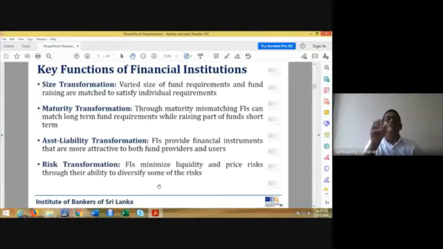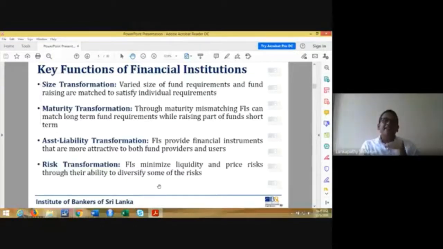What they are doing is getting funds from various parties, for 1 year maturity, 2 years maturity, 6 months, 3 months, and various maturities. They pool the funds and give them to the deficit unit. So there will be a maturity transformation there. That is the second function of the financial institution.